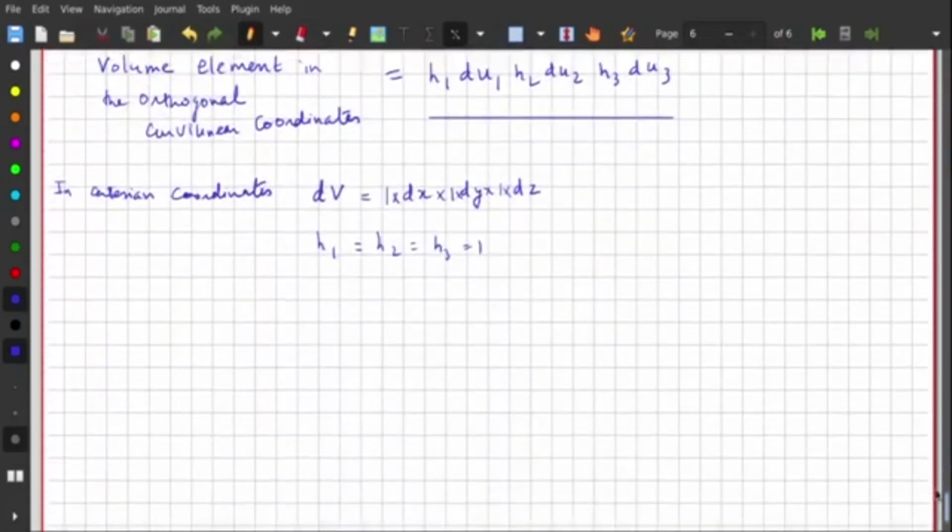Okay, so let's do another case, let's say, in cylindrical coordinates.